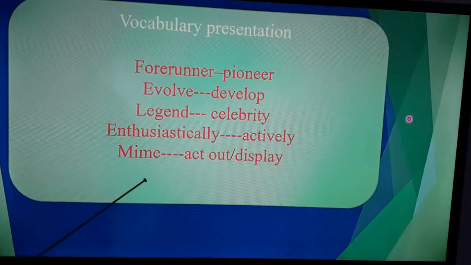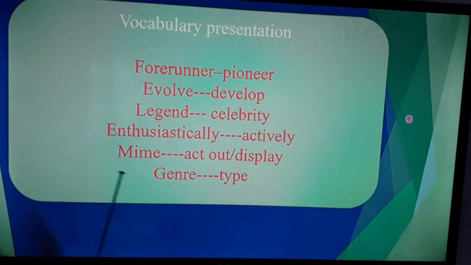And mime. Mime means what? That is act out, display, or show something on a particular show, right? And there is another genre. Genre means type. We said that mime is a type of genre. It is an art. Okay. So there is vocabulary for you.